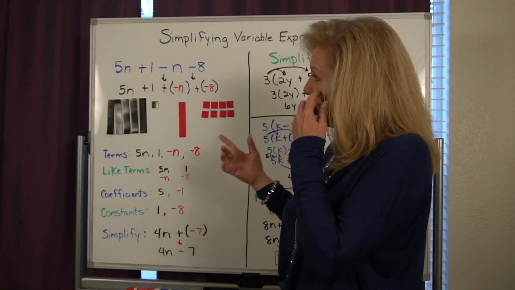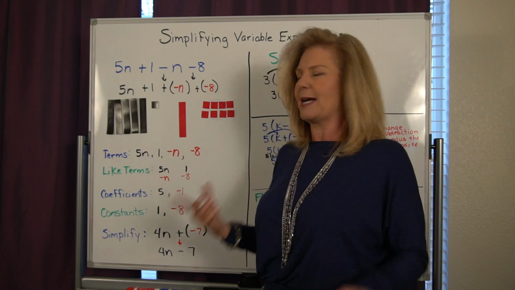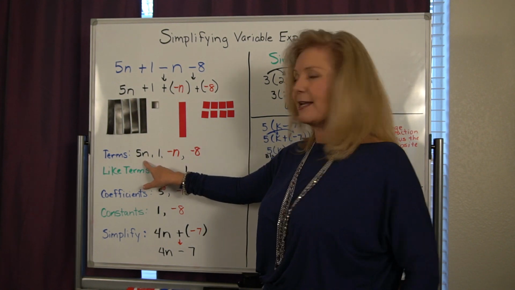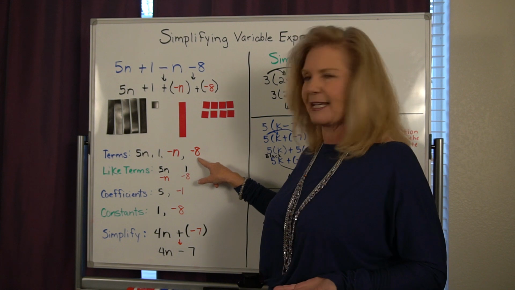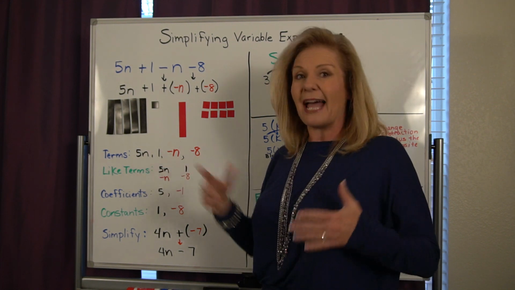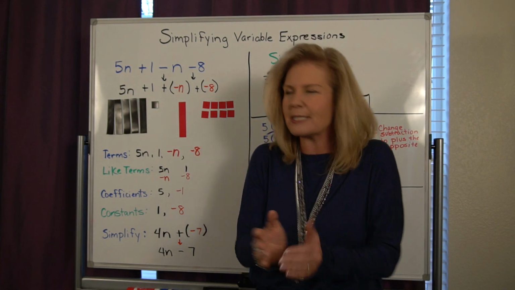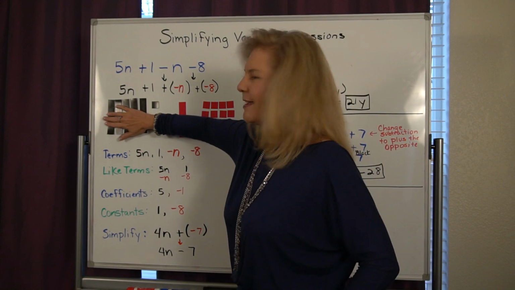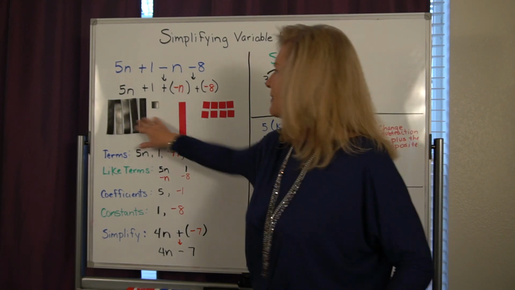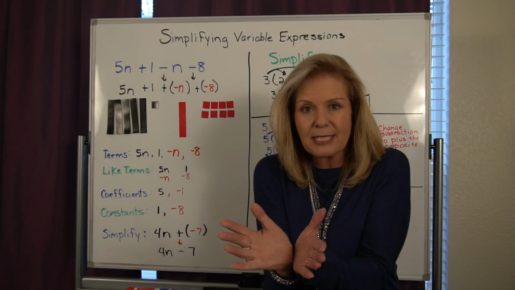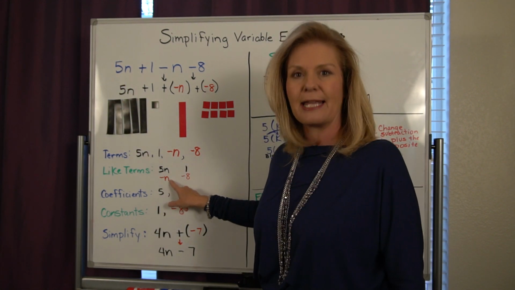So when we take a look here, I can clearly see my terms. I have a 5n, which is positive, a 1, which is positive, a negative n, and a negative 8. My like terms are those things that I would pull together. So these 5n's look exactly like this negative n. So think of these as my cows. I would pull those together. That's a set of like terms.